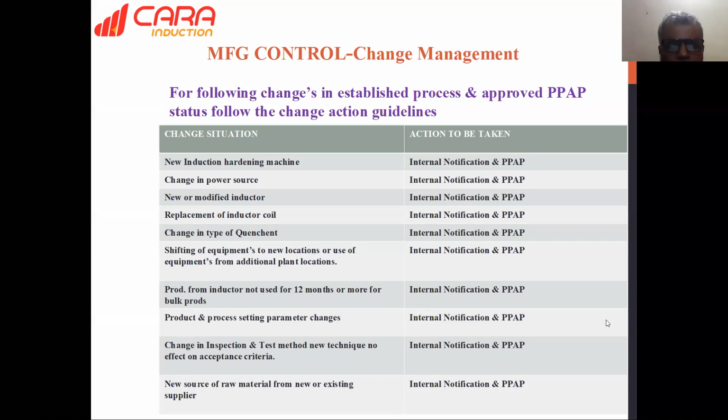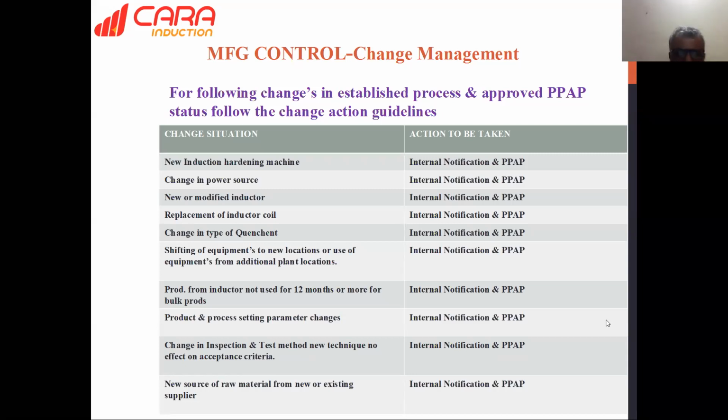All these activities together form the system. This is a change management system. Whatever changes I have identified are mentioned here. If there is a new induction hardening machine, then internal notification and PPAP is required. Change in power source, new modified inductor, replacement of inductor coil, change in type of quenchant. If you are changing the quenchant type, shifting equipment from one place to another, or production from an inductor not used for 12 months.